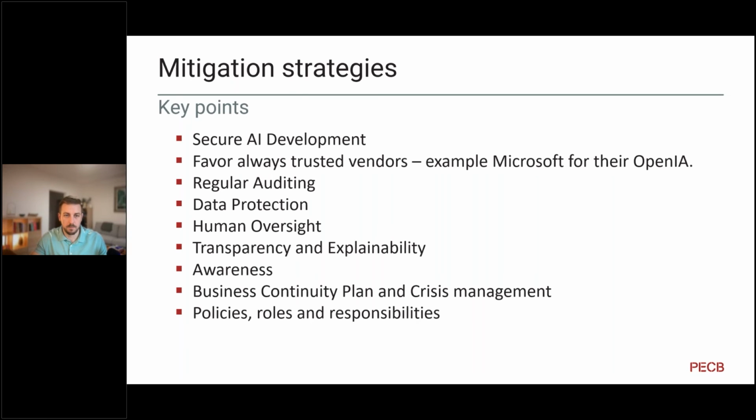A very important point is also human oversight, transparency and explainability, and of course awareness for your colleagues, to explain the risks of AI usage, especially the one of shadow IT.